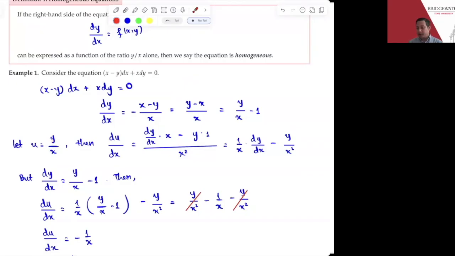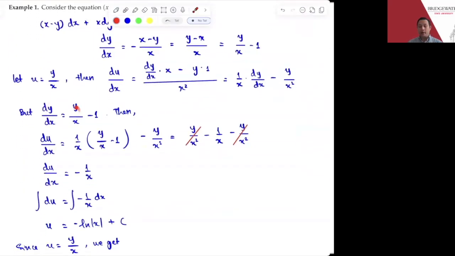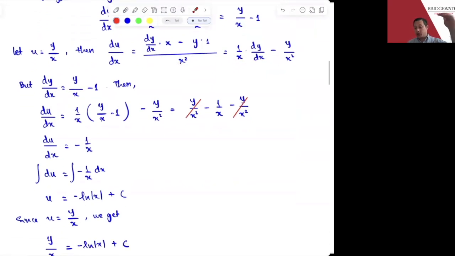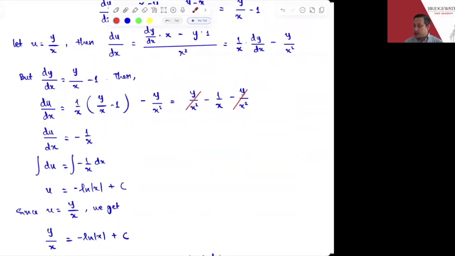Then you find the derivative du/dx. This is a fraction, so that's why you have to use the quotient rule. Utilize what you know about dy/dx to rewrite the new equation here. Right? This is the transformation process. You transform the original differential equation to a new equation, so this is the transformed equation.